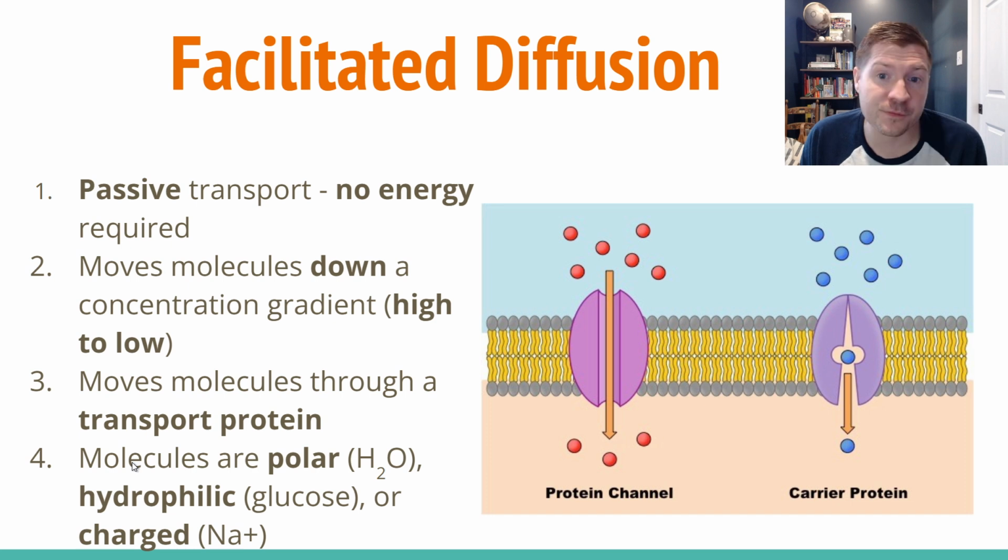Our next kind of transport is facilitated diffusion. Again, no energy is needed. We're still going down the gradient. However, here we are using either a protein channel or a carrier protein to move these molecules. These are usually things that are too polar, like water, or too big or charged, like sodium, to cross the membrane on their own, but we still need to move large amounts of them.